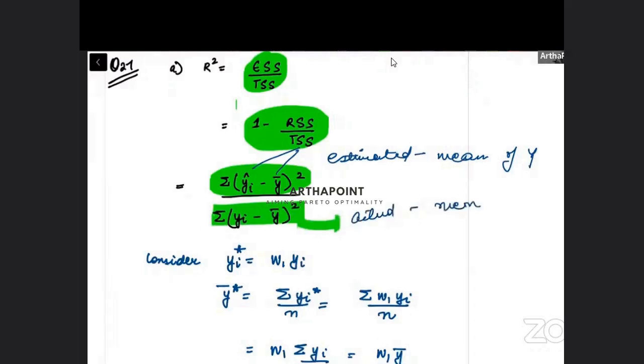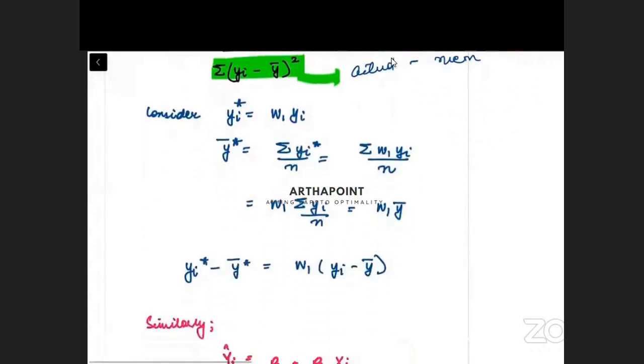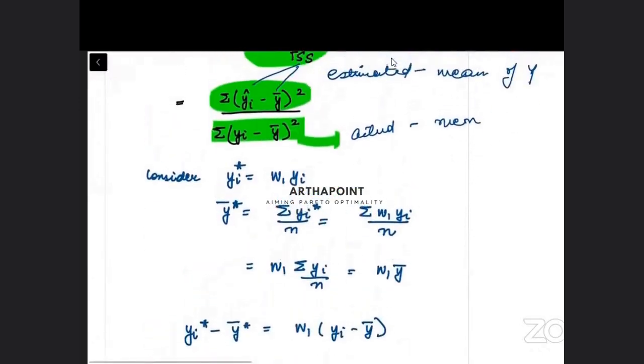Now, if you go to lecture 2 notes of the econometrics, in the end, I have written something which is called a scaled version of the variables. I just want to explain it to you here also. So let us take yi star, and this yi star can be written as w1 into yi.